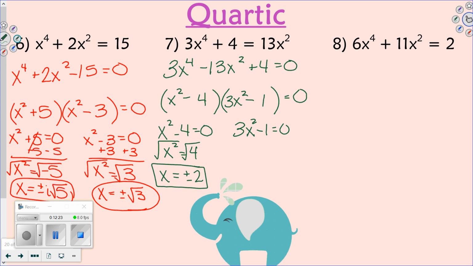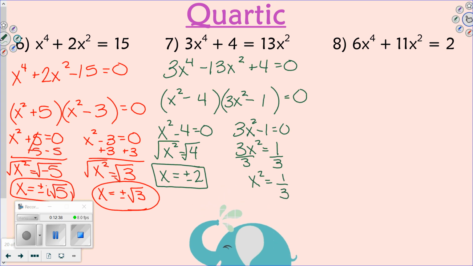Oh, this one's fun. We're going to add 1. So 3x squared equals 1. Some of you see it coming, don't you? Divide by 3. So x squared equals 1/3. Why did I say this was fun?